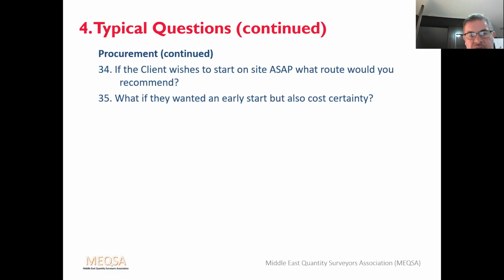So what if the client wanted an early start but also cost certainty? Well, design and build might be the most appropriate, because it allows design and construction to be overlapped rather than being sequential, so it's faster than traditional. Tenders are based on the provision of all services, so the client gets a lump sum price, which he doesn't get with construction management or management contracting. So you've got to consider all aspects. There's not usually one answer; you've got to be able to talk about it, basically.